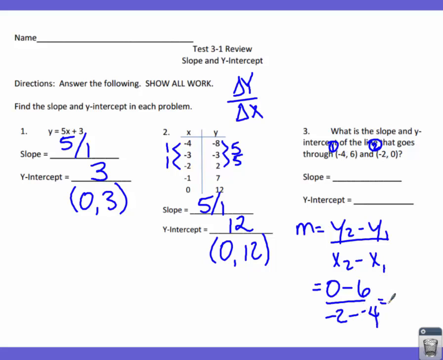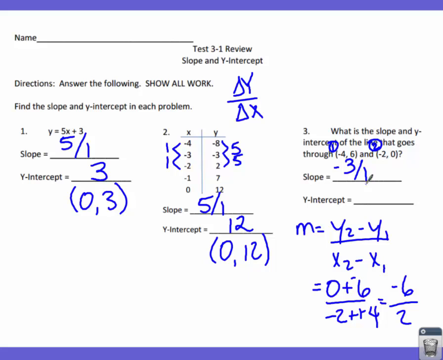Okay. So we do our math. Well, 0 minus 6, we change that to plus negative 6, gives us negative 6, divided by, we change this one and we get negative 2 plus 4, which gives us 2. And negative 6 over 2 simplifies down to negative 3 over 1. So there's our slope. Now we need to find our y-intercept.